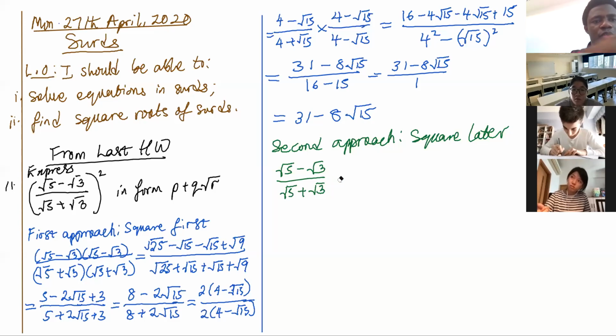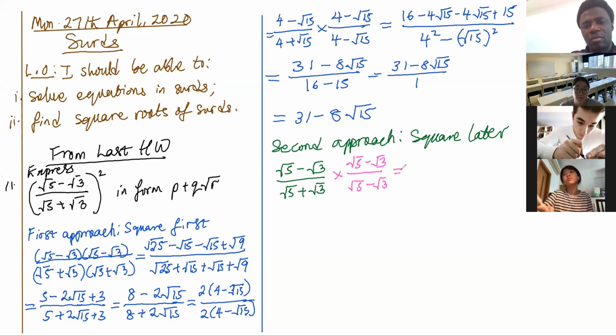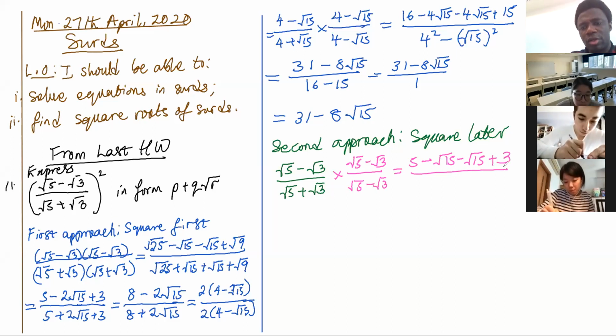So the first thing you would do is to rationalize by multiplying by root 5 minus root 3 divided by root 5 minus root 3. And this will be the square of this. So root 5 times root 5 is 5, root 15, root 15, then 3. And this is a difference of 2 squares: root 5 squared, root 3 squared.